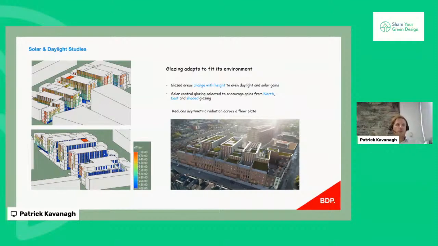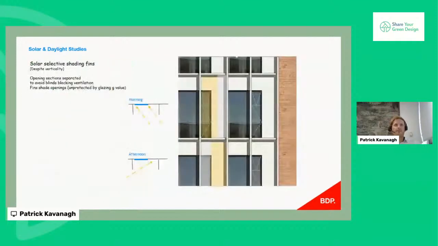On the lower floors, where there's more shadow from existing buildings and we want more daylight and aren't as concerned about solar gain, we have larger glazing ratios, and as the building goes up the floors, the glazing ratios shrink and shrink, trying to get that optimization between daylight and reducing solar gain. We've also specified and steered the design team towards certain solar control glazing to encourage solar gains from the north and east in the morning, and to shade the glazing on the west and south where possible. This reduces the asymmetric radiation across the floor plate.